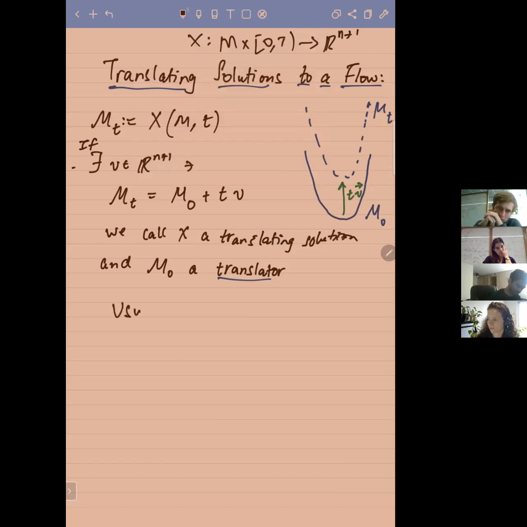So usually we let V just be the nth basis vector of R^(n+1). So this is just the vector with 0 in the first n coordinates and 1 in the last coordinate. So this is in R^(n+1).